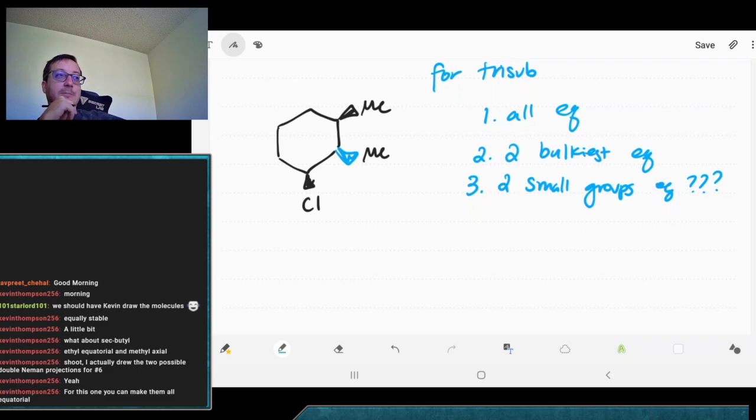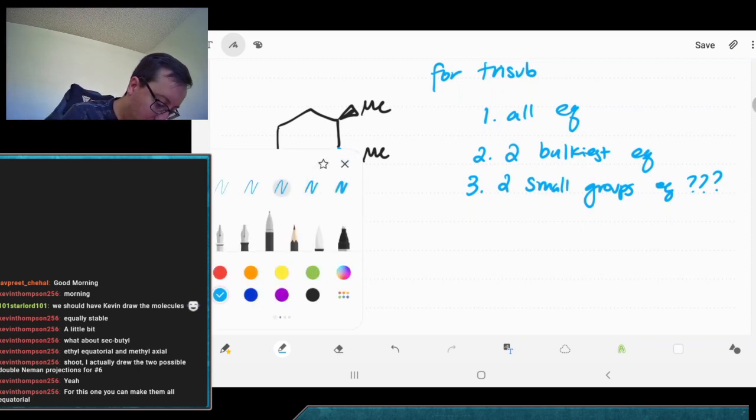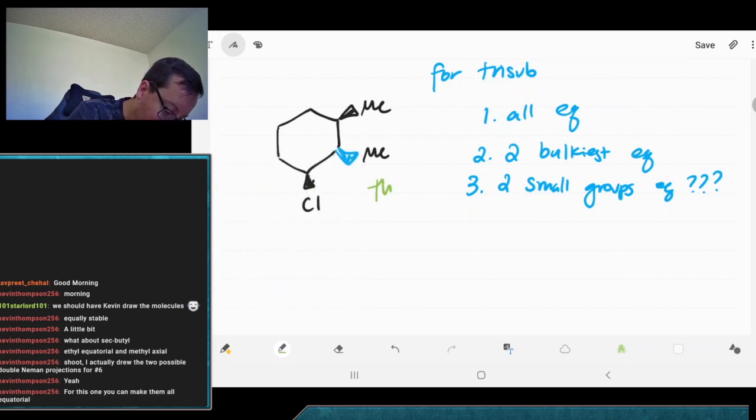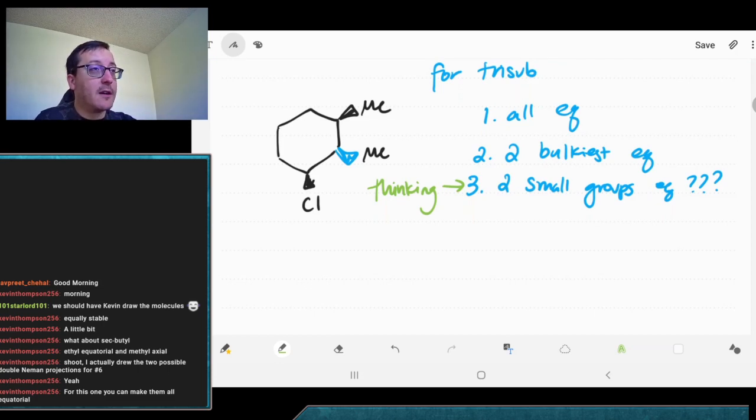Generally, if it's all the same, or if you have methyl, methyl, ethyl, your two methyl groups are better to put equatorially and the ethyl group axially. But if it's methyl, methyl, T-butyl, probably the T-butyl has to go equatorially. So there's thinking required with this one. You have to think with number 3. Generally, your two small groups will probably be better to put equatorially, but maybe not. So just think about it.